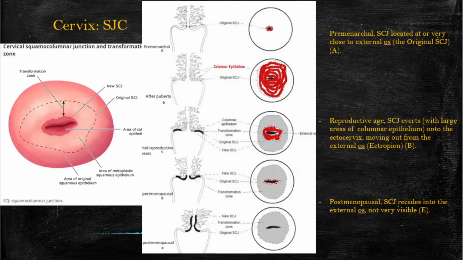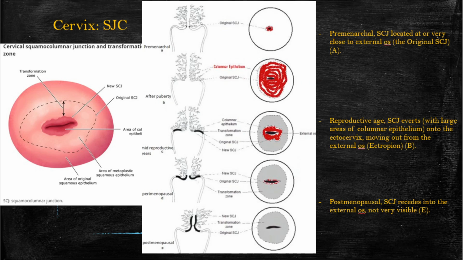So this just goes to talk about the changes that the squamocolumnar junction undergoes throughout a woman's lifetime. So the original squamocolumnar junction, really relatively small, round, kind of circling that small and round external os. This is a kind of premenarchal look, again located right at the external os, and this is called the original squamocolumnar junction.